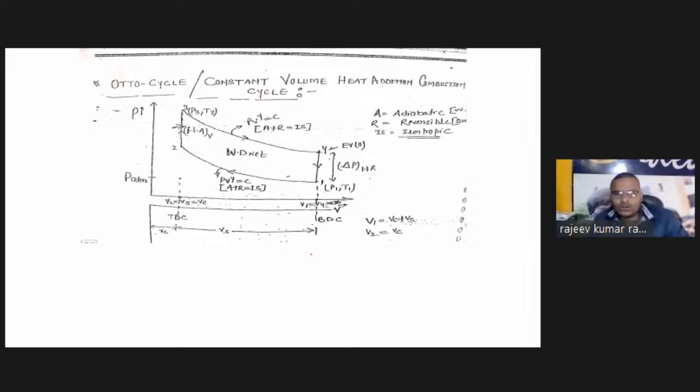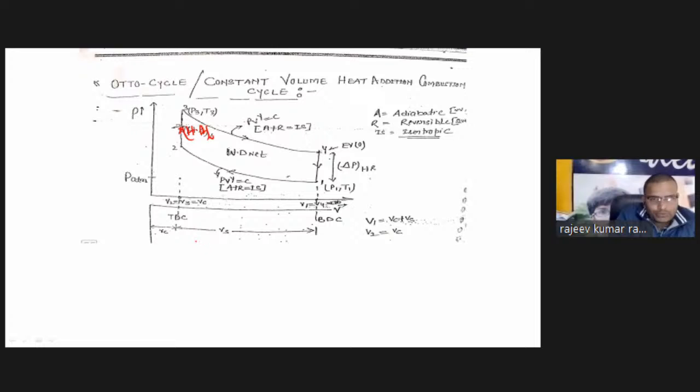So this is one brief discussion about the diesel cycle. This is our auto cycle. You can see here, this is our PV diagram, my dear friends. Here at a constant volume, heat is going to be added. This is HA, meaning heat addition at a constant volume. After that, it goes to expansion, and this is heat rejection.